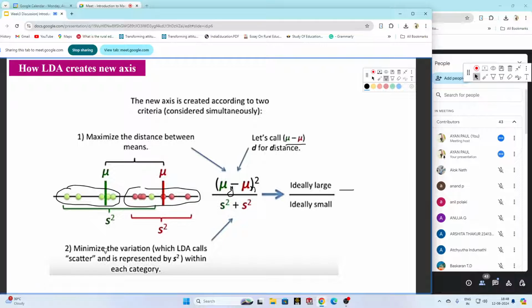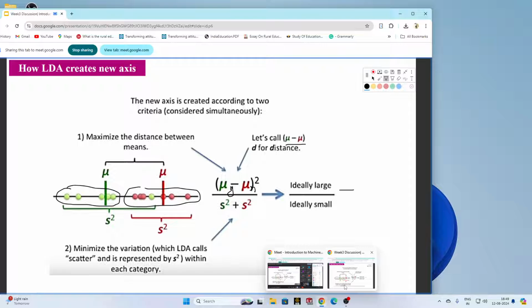Our second target is to minimize the variation, which LDA calls scatter and is represented by s square, within each category. So each category has some scatter. You can say this is a variance. Variance is standard deviation square, which is why it is denoted by s square. Here the variance of the green data is green s square, and here the variance of the red data is red s square.